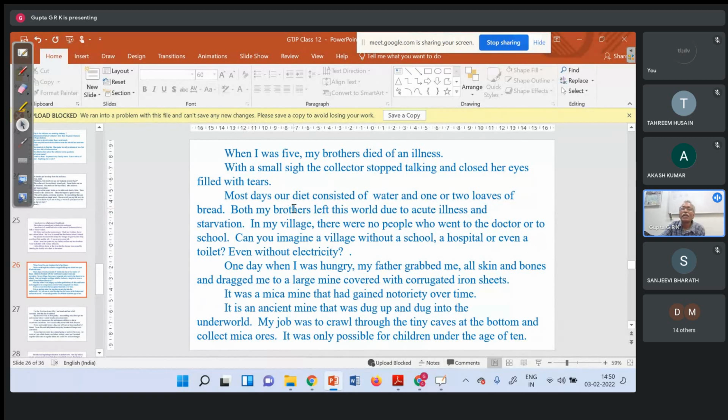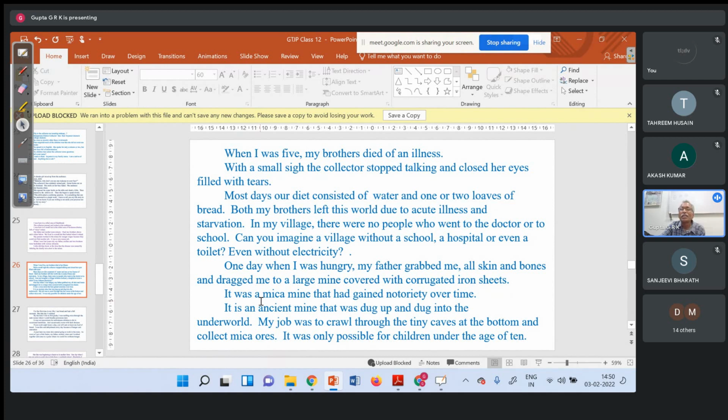Most days, our diet consisted of water and 1 or 2 loaves of bread. Both my brothers left this world due to acute illness and starvation. In my village, there were no people who went to the doctor or to school. Can you imagine a village without a school, a hospital, or even a toilet, even without electricity?